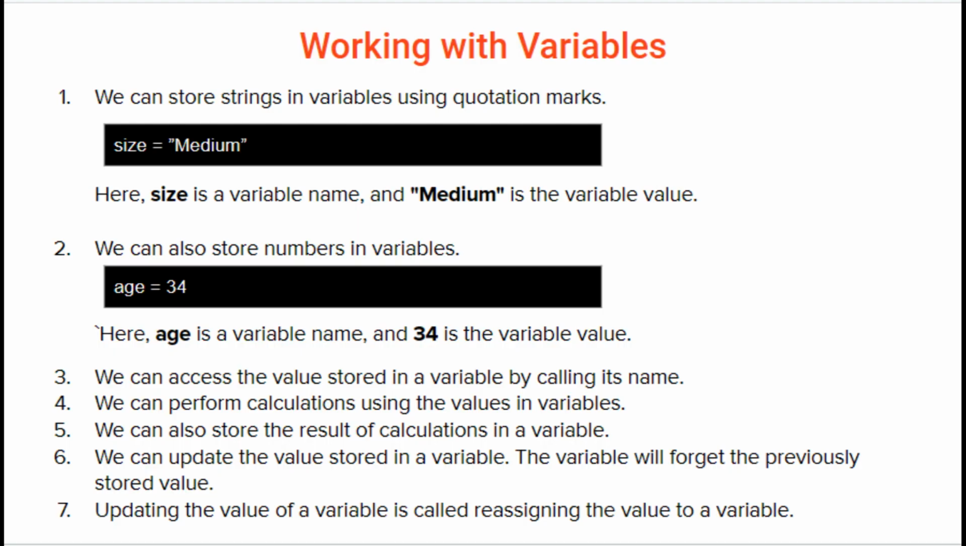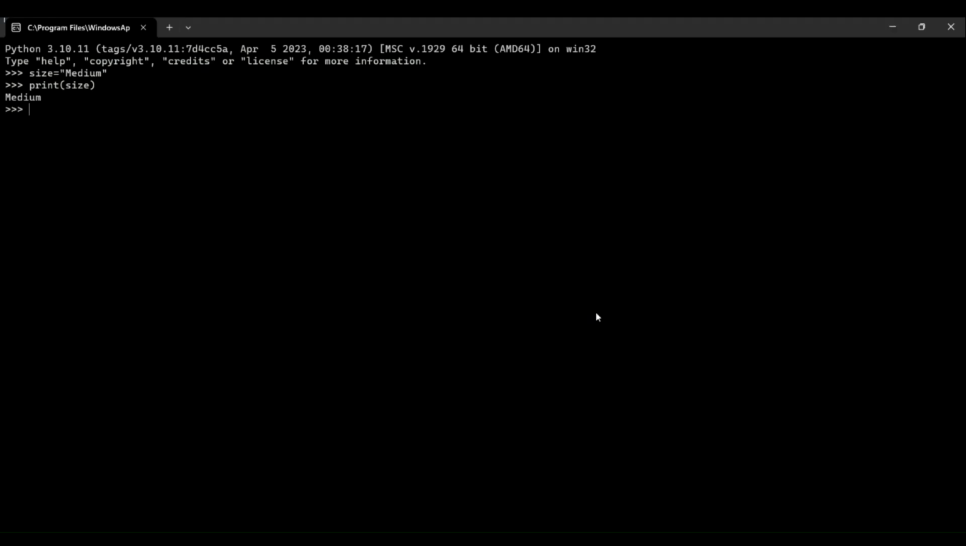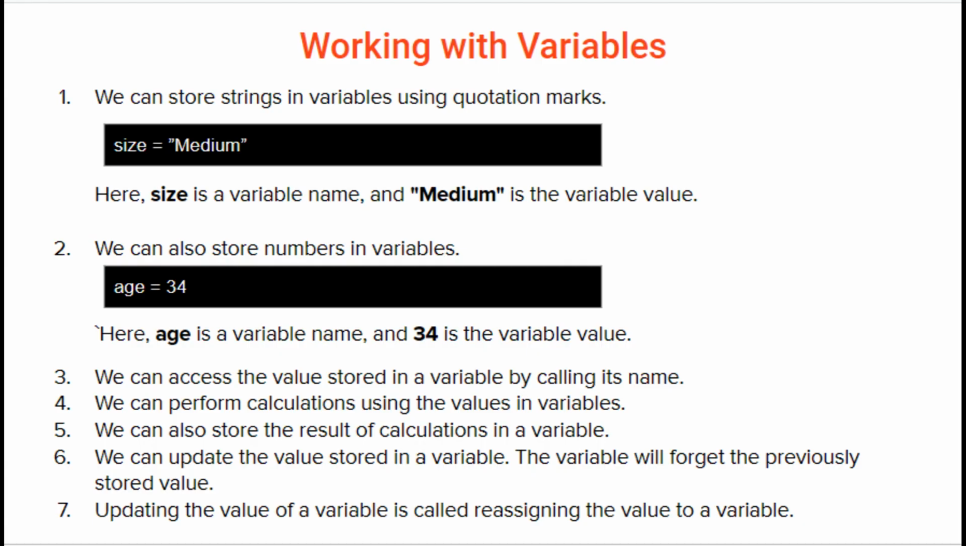We can also store numbers in variables. Example: age equals 34. Here, age is a variable name, and 34 is the variable value assigned to the age variable. First, I am declaring the age variable and assigning a value of 34 to it. Then, I am displaying the variable using the print instruction. We can access the value stored in a variable by calling its name.